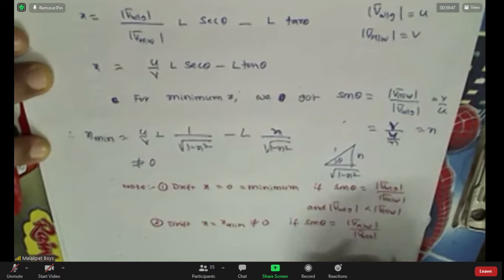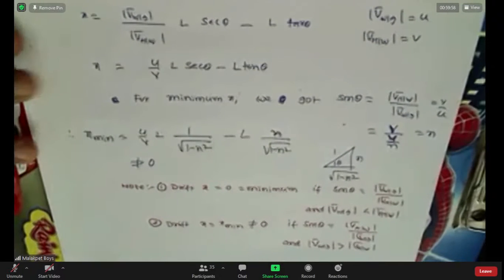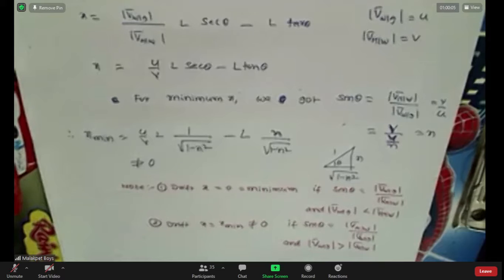Just the reverse of this. Understood this? Clear? Yes, sir. So in the second case, drift is minimum, but it is not equal to 0.